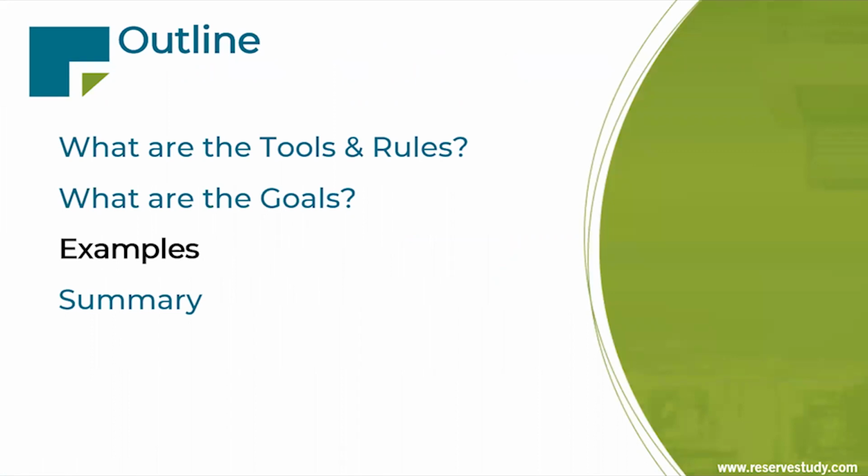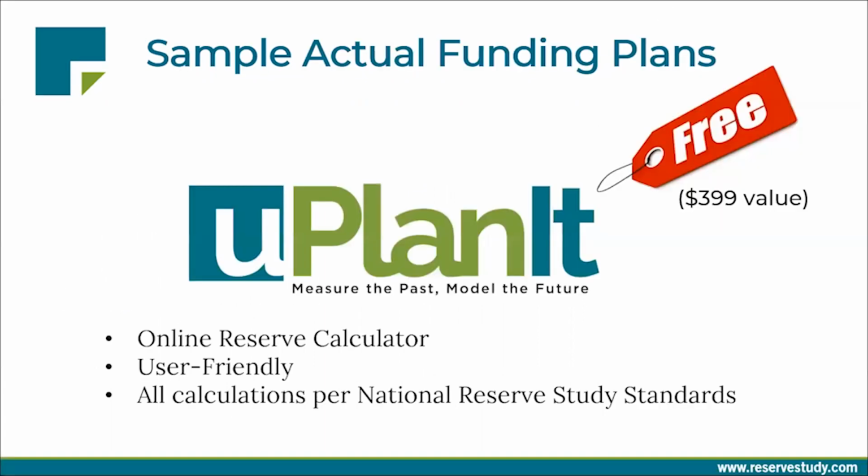And now we'll get to a fun part of the program. I'm going to spend a few minutes showing some actual examples of developing a funding plan. And I have to be careful here because I could spend a lot of time on this. As I've done in other webinars, it's easy to demonstrate by using your online reserve calculator, uPlanIt. It's a $399 tool that comes free with all our professional reserve studies. So let me now drop the PowerPoint and call up my web browser.